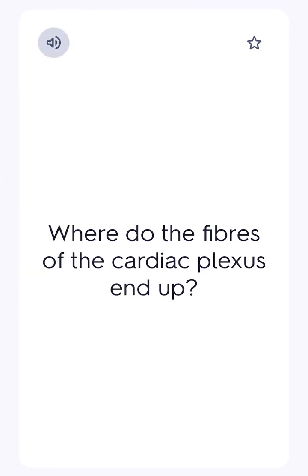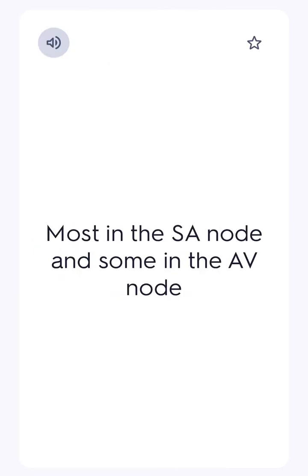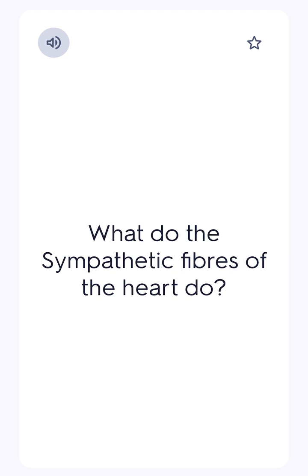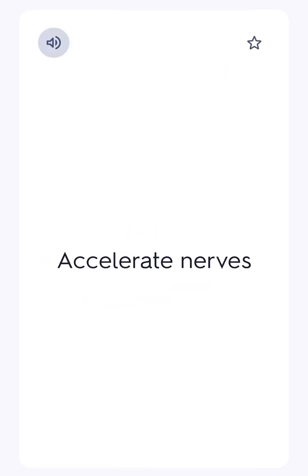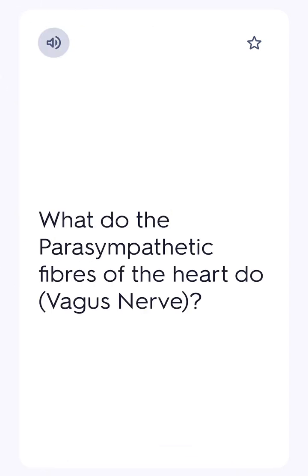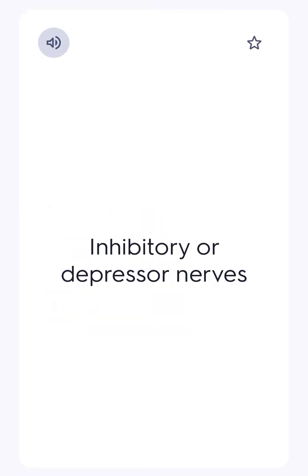Where do the fibers of the cardiac plexus end up? Most in the SA node, and some in the AV node. What do the sympathetic fibers of the heart do? Accelerate nerves. What do the parasympathetic fibers of the heart do? Inhibitory or depressor nerves.